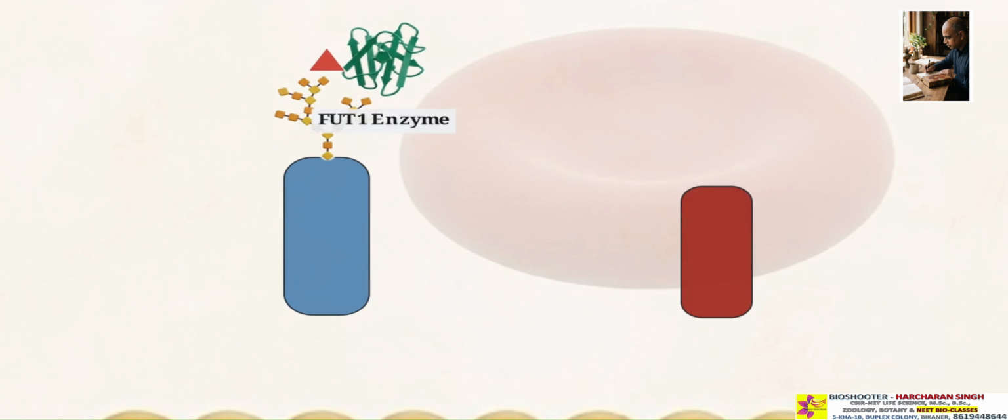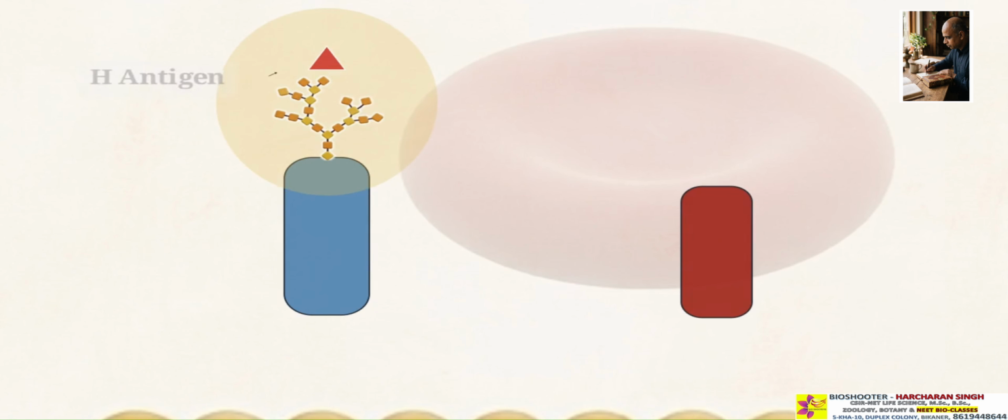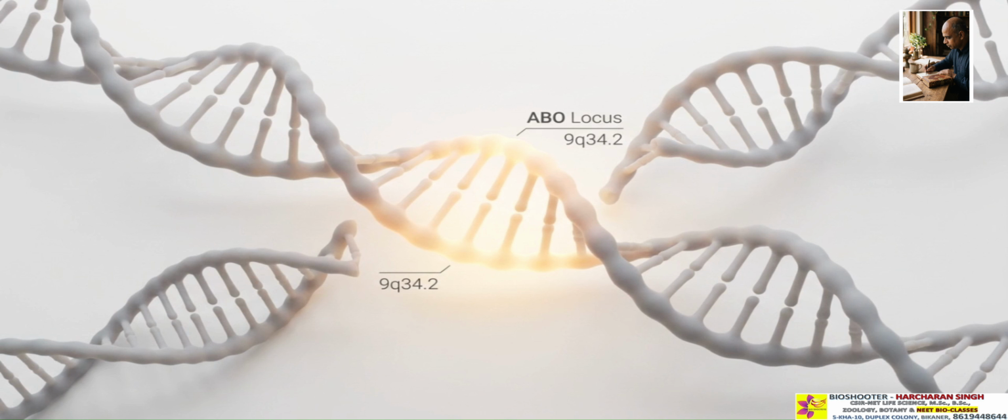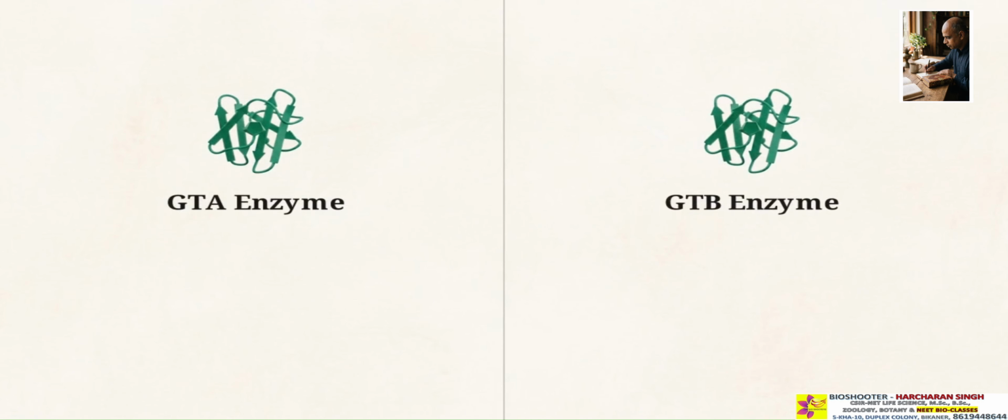Before the ABO gene enters the picture, the FUT1 enzyme attaches L-fucose to a precursor disaccharide extending from the cell membrane. This newly formed carbohydrate structure is the H antigen, the obligate universal precursor required to build the rest of the ABO system. Once the H antigen is established, the ABO locus takes control. In the human population, two dominant genetic blueprints compete here, the IA allele, which codes for the GTA enzyme, and the IB allele, which codes for the GTB enzyme.